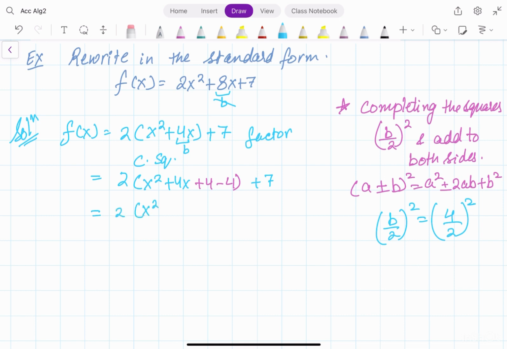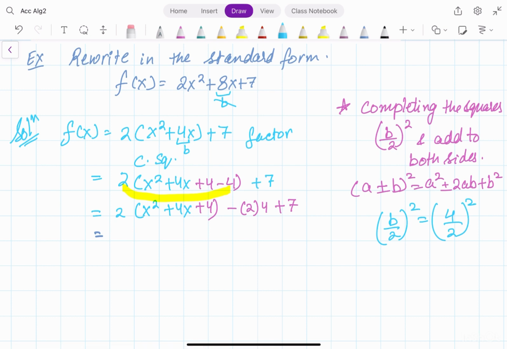Now, the x squared plus 4x plus 4, that's what we need for a plus b whole squared. And minus 4 I can take out of the bracket, but when you take it out of the bracket, remember 2 is standing outside, so 2 will be multiplied with negative 4. So this will give you x squared plus 4x plus 4 can be written as x plus 2 whole squared, and it will be negative 8 plus 7, and just clean this up again. You will get this lovely equation in the standard form for the transformation purpose.